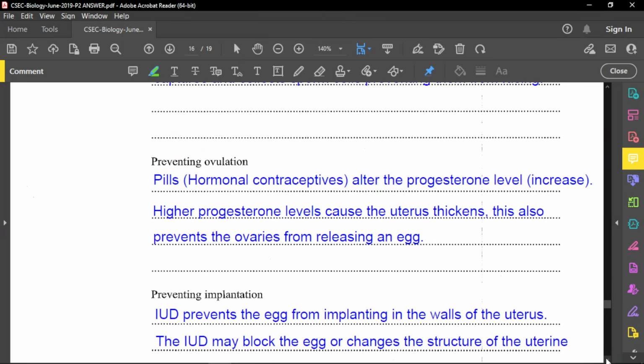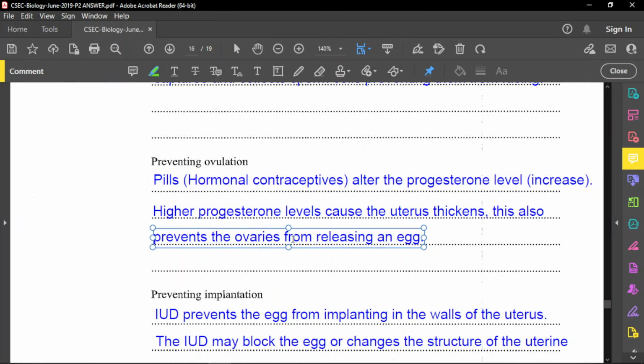Now, preventing ovulation. Pills are generally called hormonal contraceptives. They alter the progesterone level, and in fact, what they do is increase the progesterone level. Higher progesterone levels now cause the uterus to become thicker.